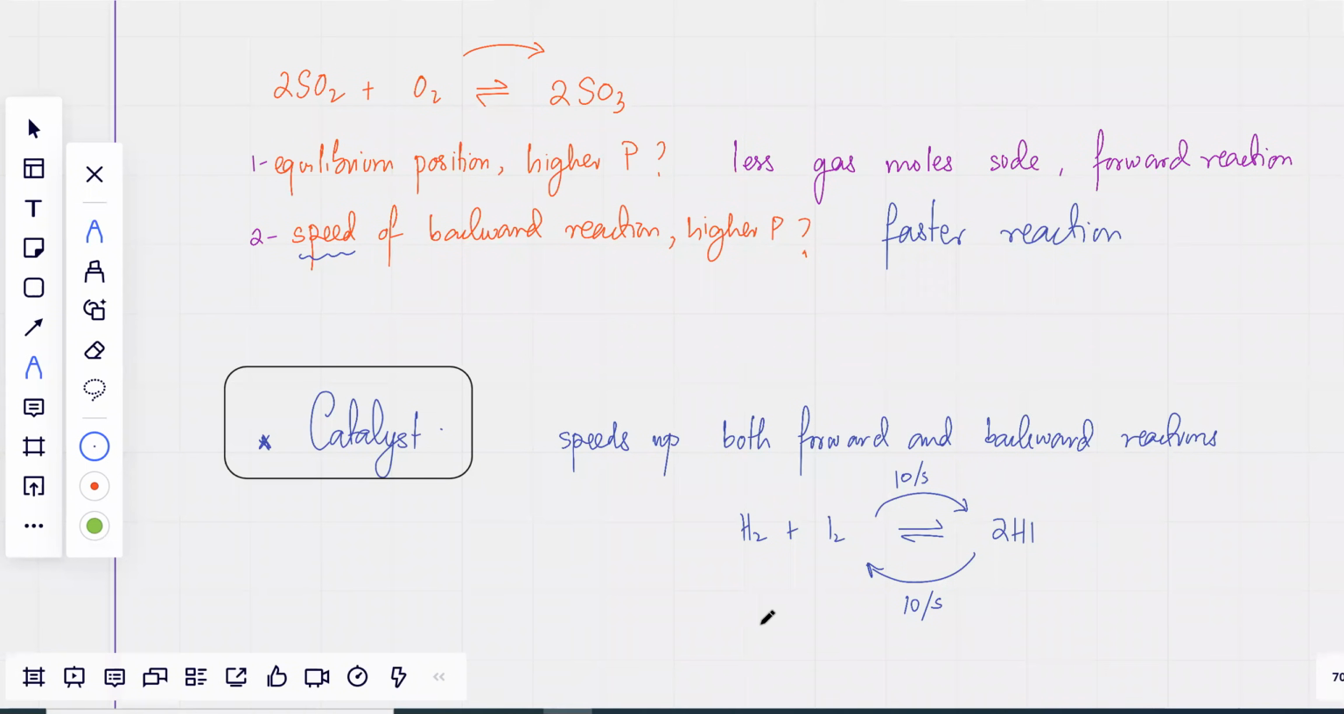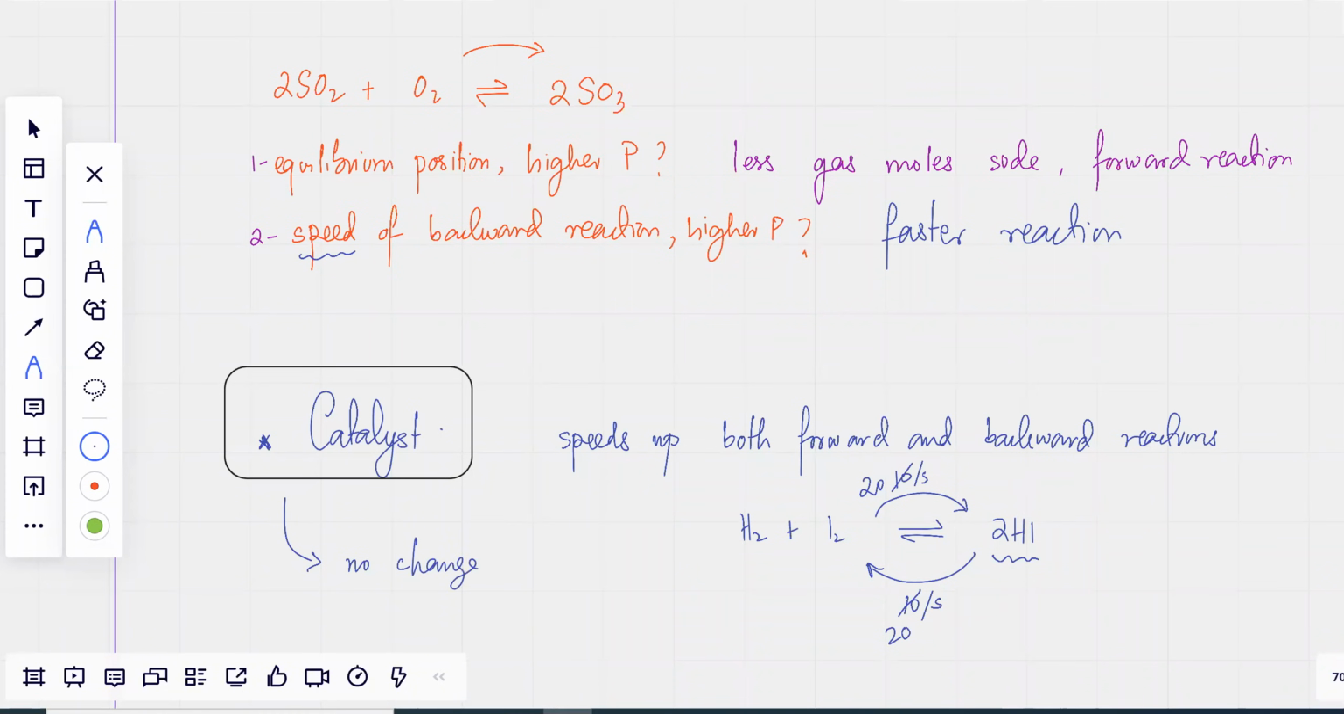Now, when you add a catalyst, the rate of the forward reaction would increase, but the rate of the backward reaction would also increase. So instead of 10 per second, 20 molecules of HI would be formed. But at the same time, the backward reaction speeds up as well, so 20 molecules of HI decompose again. The quantity of HI would remain unchanged. The equilibrium position stays exactly where it is, except that it's now a faster reaction. Both forward and backward reactions speed up. It's not going to favor the forward or the backward; it's going to favor both of them. So no change in equilibrium position.